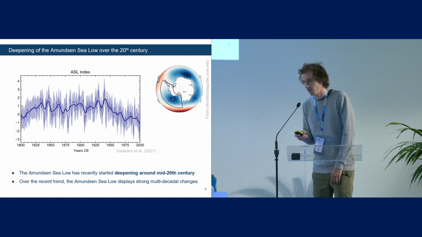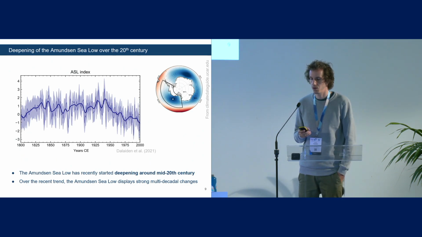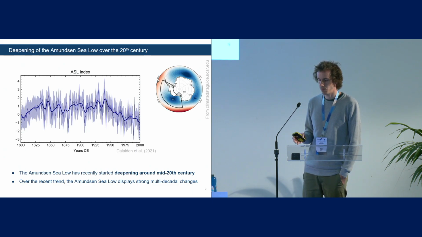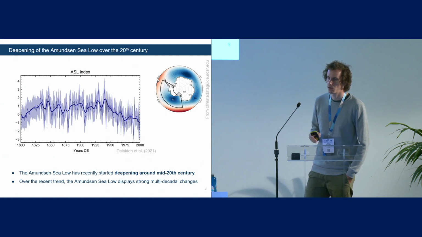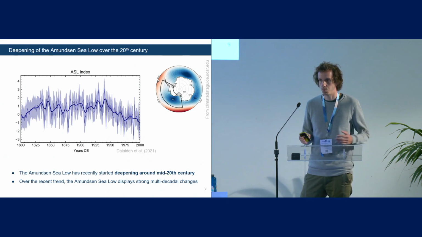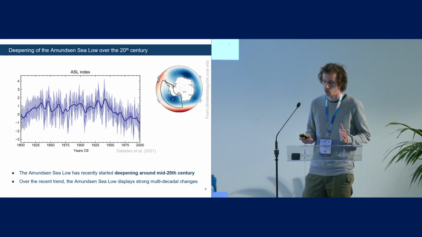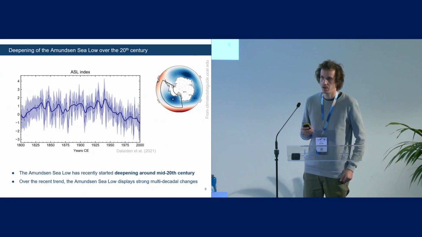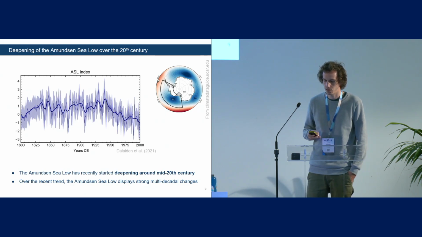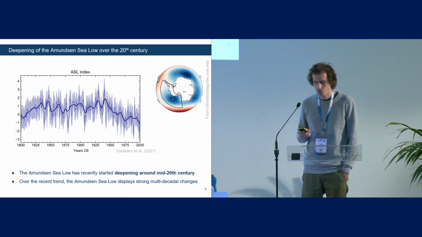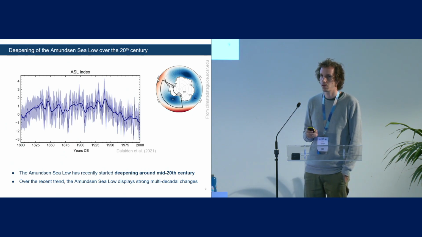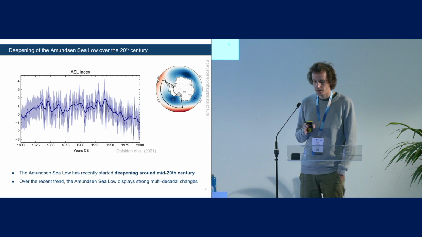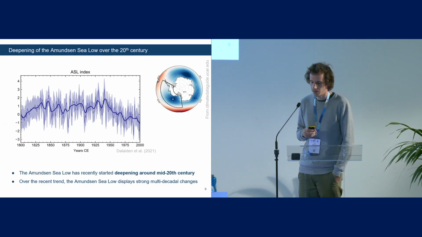And because the Amundsen Sea Low is a key driver of the variability of the continent, but also a key driver of ice shelf melting, because it directly influences the supply of heat from the ocean towards the ice shelf, it's very important also to look at the variability of the Amundsen Sea Low over the last centuries. Our reconstruction showed that there is a strong multi-decadal variability. And starting from 1940, we observe a deepening of the Amundsen Sea Low.